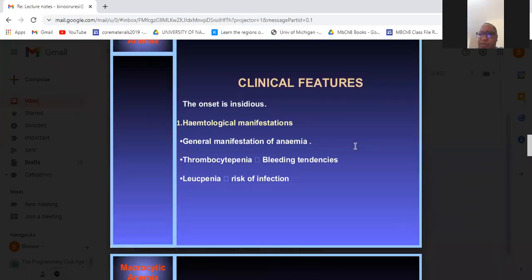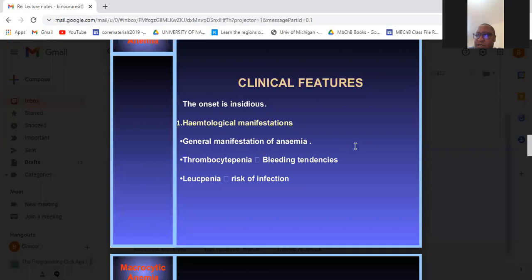So how does macrocytic anemia present, especially B12? So the symptoms for B12, the onset is insidious, meaning it might not be very obvious, it takes time. As you've said, the half-life for B12 is about 1 year, so it also takes time for it to be depleted from the body completely. So you'll have many hematological manifestations.